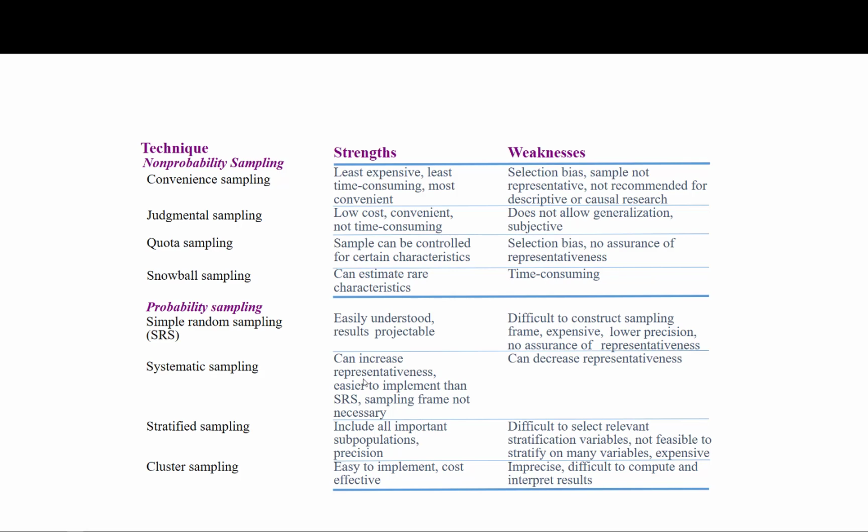Stratified sampling, basically it means that you include all important subpopulations. It is precise, but it is difficult, what we call a priori, as in before you start, to identify what the relevant stratification variables need to be. And finally, cluster sampling. It's easy to implement, again it's cost effective, but it can be quite imprecise and difficult to compute and interpret the results.